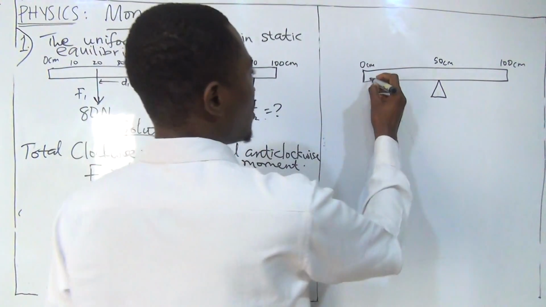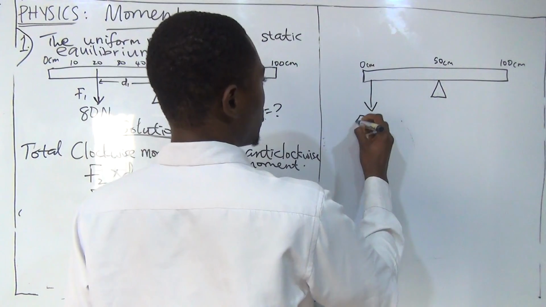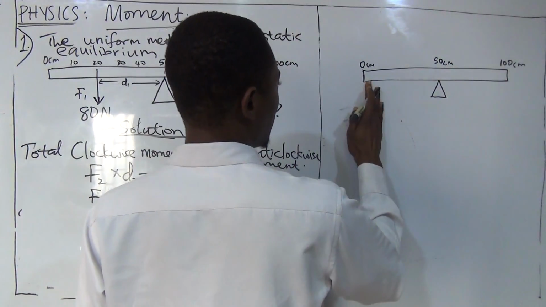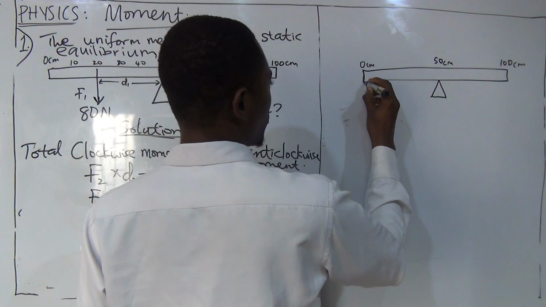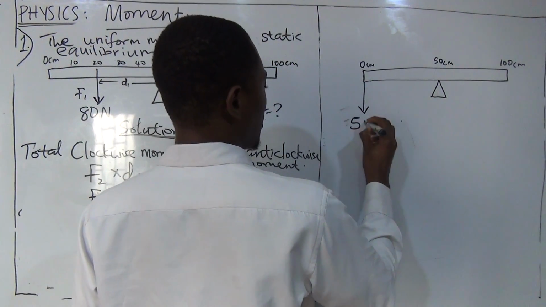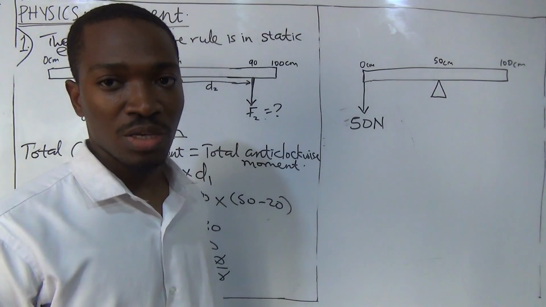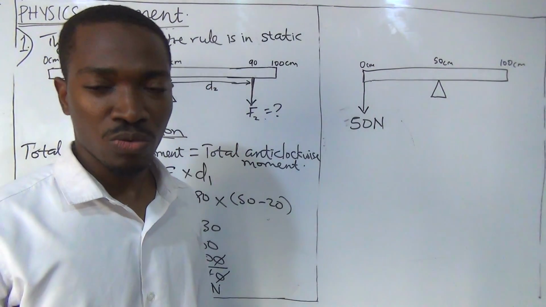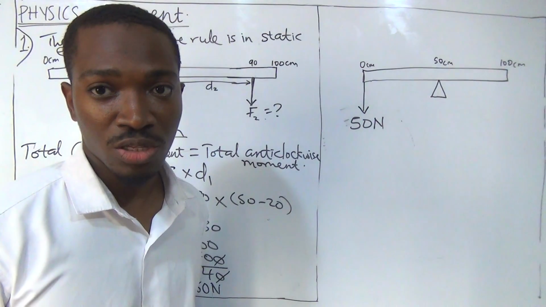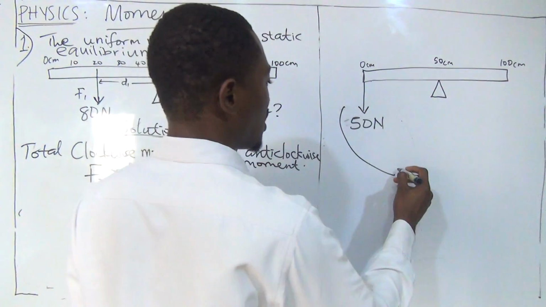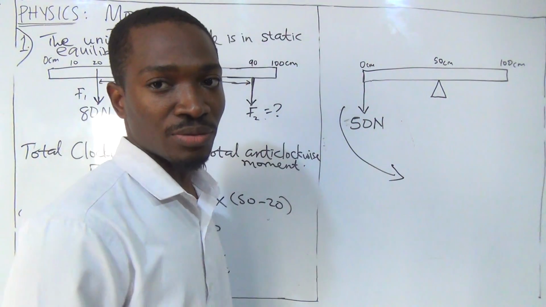Now, if we apply a force of 50 Newton at the 0 centimeter mark, in what direction will this beam rotate? What direction would the meter rule rotate? In an anti-clockwise direction. Okay, so it's rotating in an anti-clockwise direction.